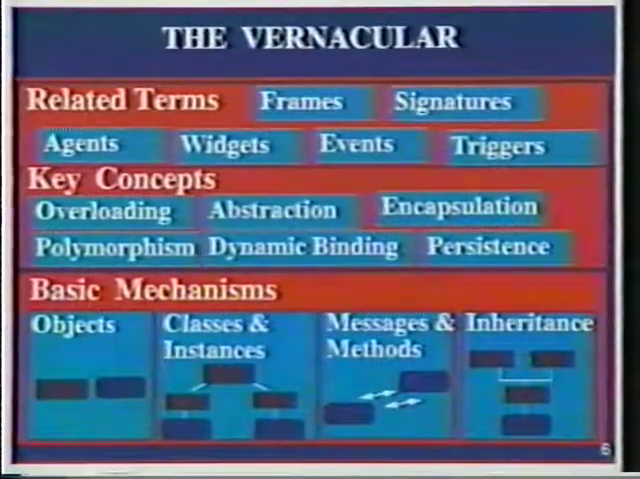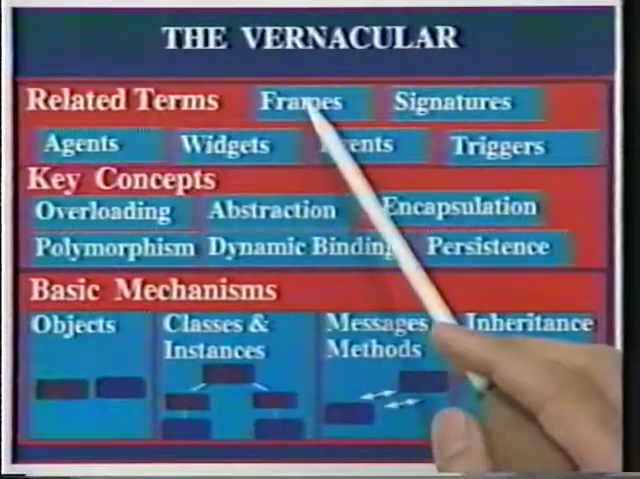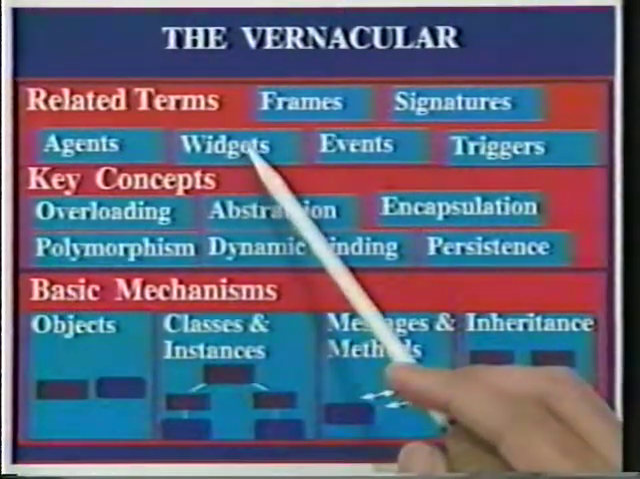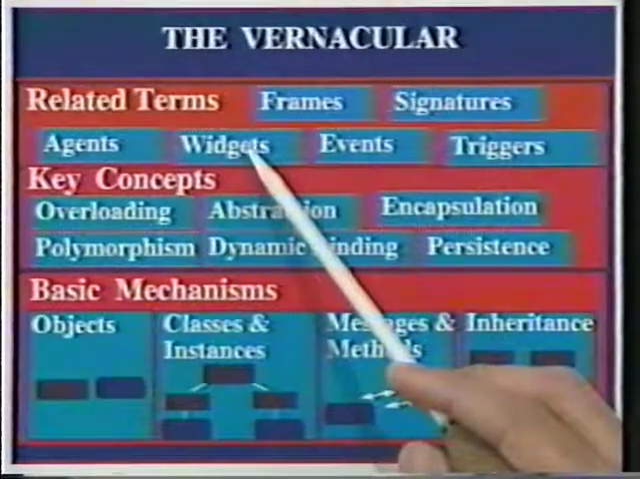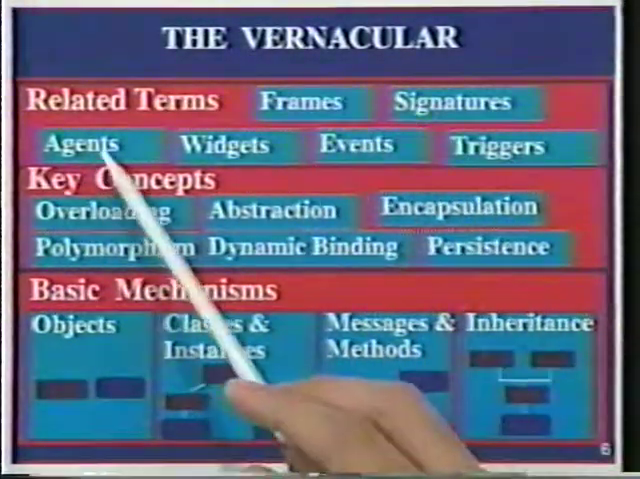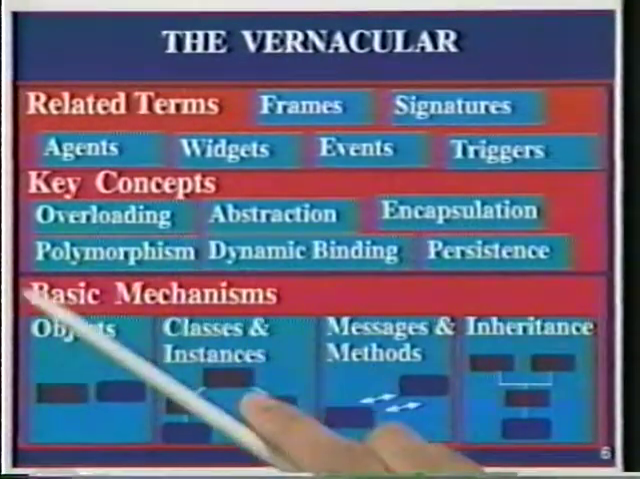There are a number of related terms which are used in other fields such as artificial intelligence and graphical interfaces. The term frames is used quite a lot in the AI area. The term widget is used in the user interface area, and we also see things such as events, triggers, signatures, and agents in the artificial intelligence area.